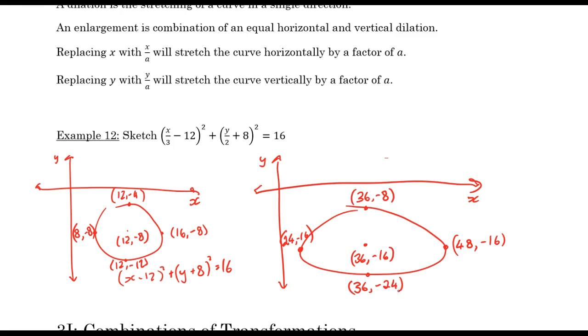Okay, that's dilations. Now, if I had something like (2x minus 12) all squared, well, that would be perhaps like dividing x by a half. So that would have a dilation factor of 1/2, in which case I halve all of the x-coordinates, and so on.